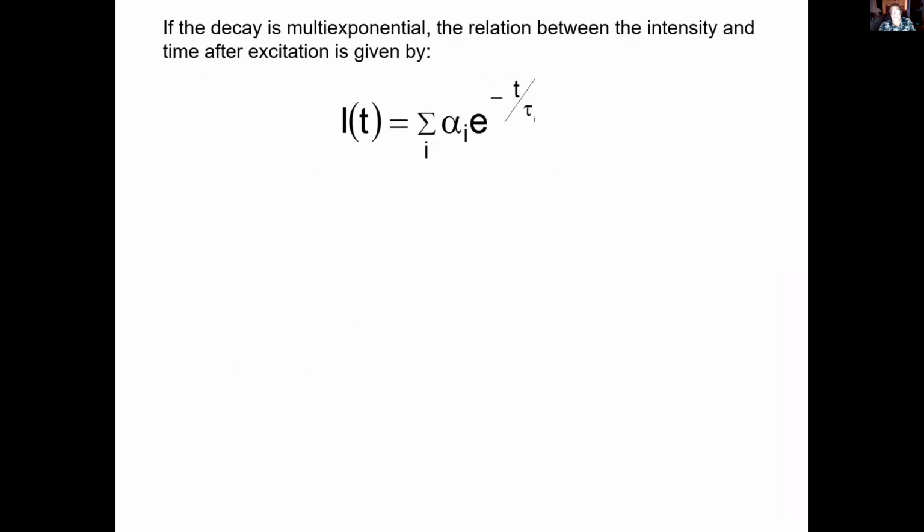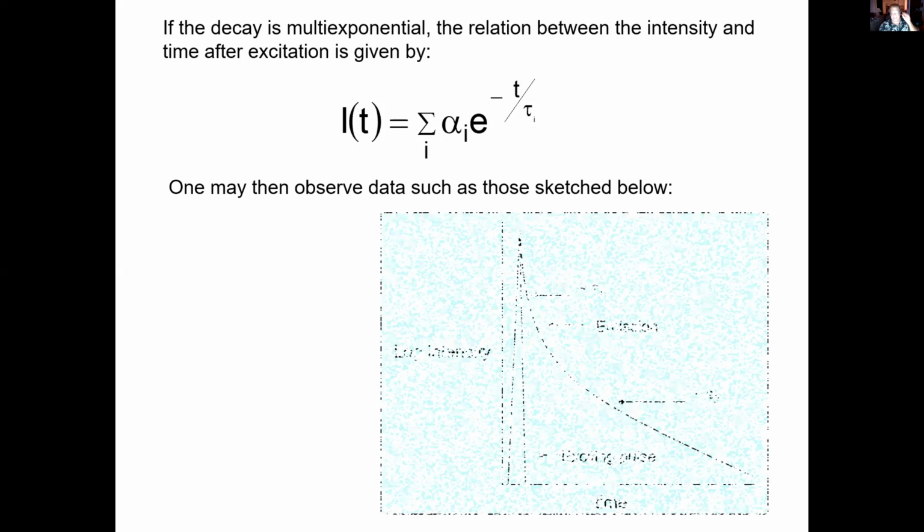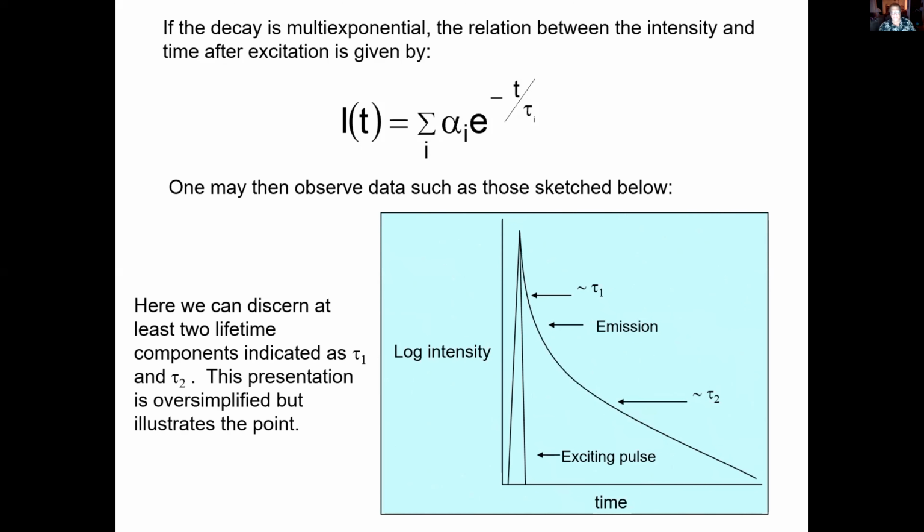What if it's not a single exponential, which unfortunately is by far the majority of the time? You don't have single exponentials. Sometimes you do, that's good. And then you have an expression that has the sum of the different pre-exponentials and lifetimes of the various components. And in this case, you might get data such as this sketch below.